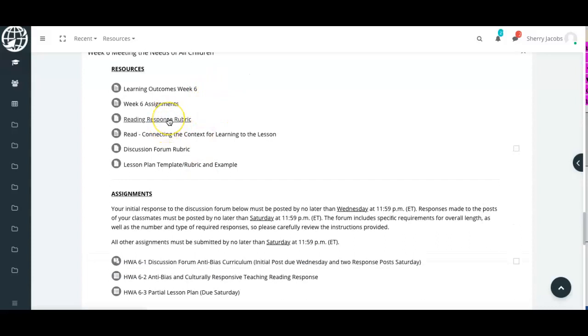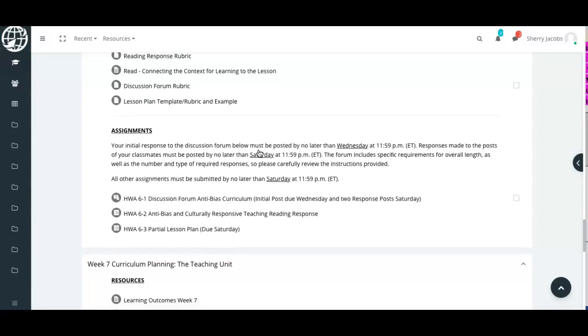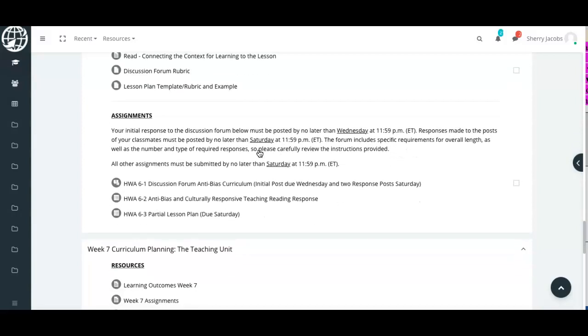So here's the reading response rubric, the discussion forum rubric, the lesson plan template rubric, and example there so that you'll have them as you complete this week's work. Here is that connecting context for learning information that will be helpful for you to understand how to address that differentiation within the lesson plan.